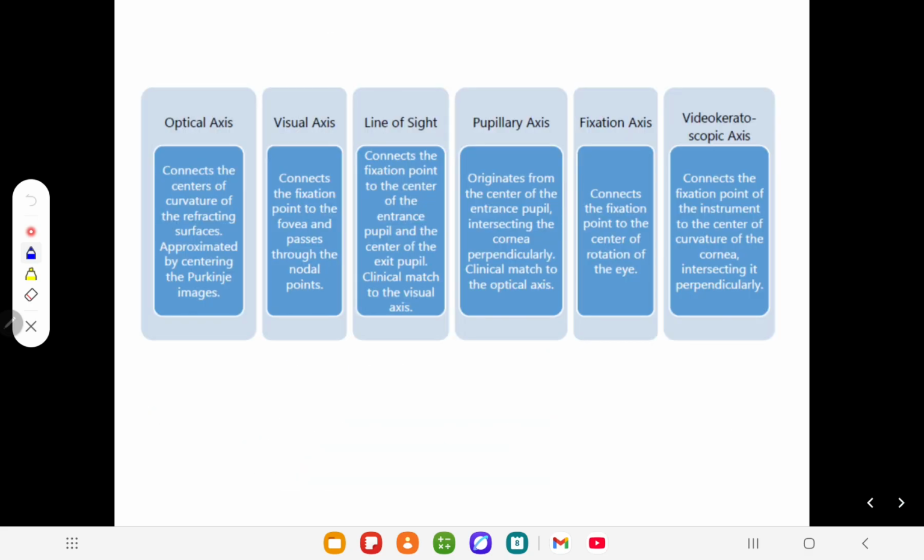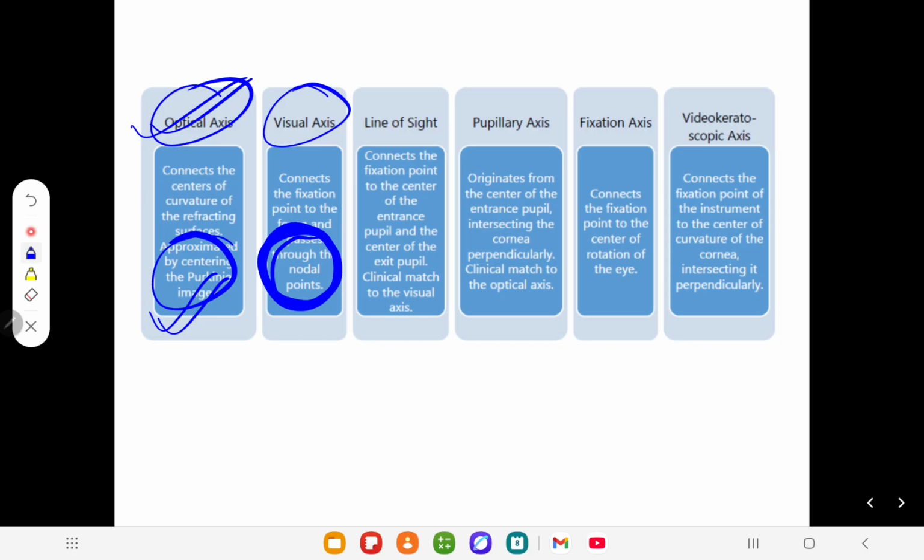Okay, finally, let's see all the things in one slide. The optical axis connects the centers of curvature of the refracting surfaces, approximated by the centering of the Purkinje images, and we cannot do that. So there is no perfect, true optical axis. The visual axis connects the fixation point to the fovea and passes through the nodal point. It's important to understand. Many students just say from the fixation point to the fovea. It's not true. You have to mention the nodal point.